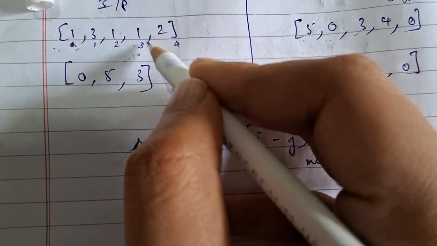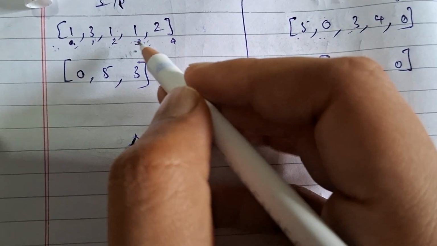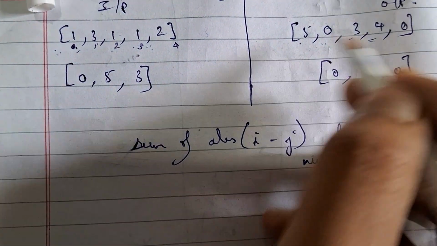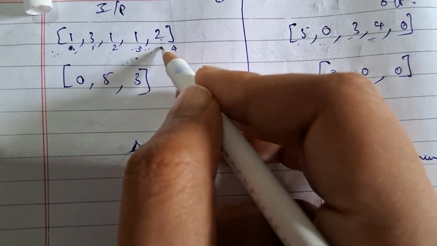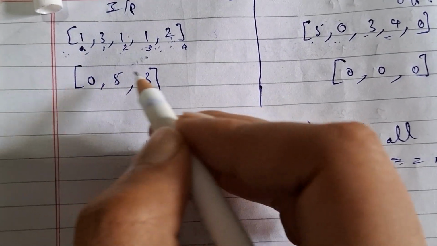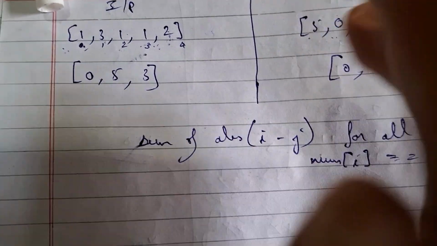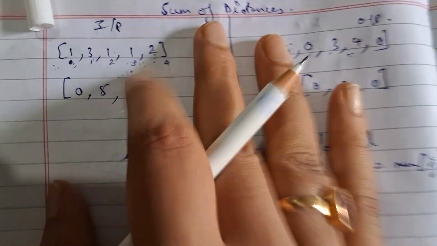For this 3, that is 3 minus 0 and 3 minus 2, that is 3 plus 1, that is 4. And for 2 there are no other positions present, so we print 0. For this also all the elements are unique, so we print 0, 0, 0. So this is what basically the question says.